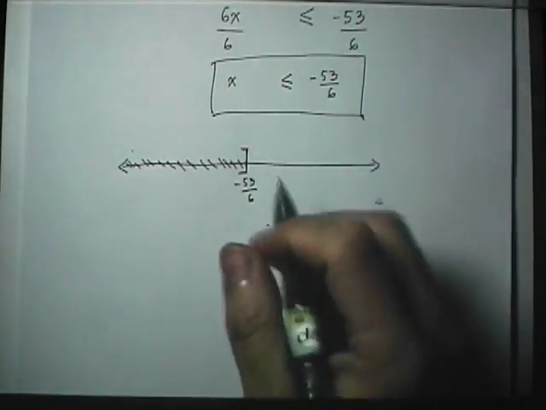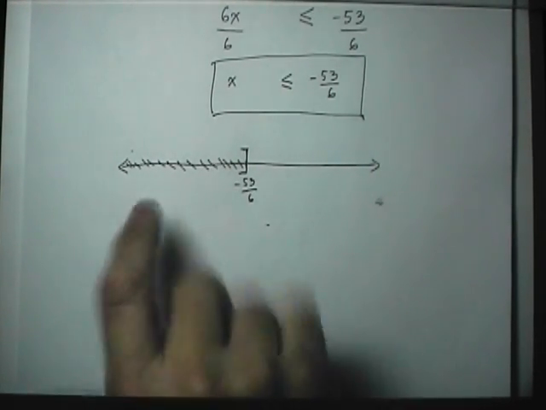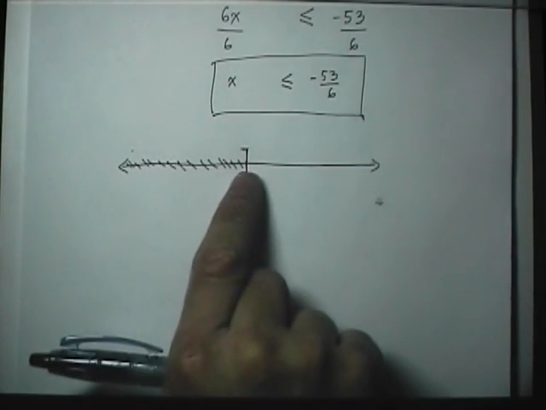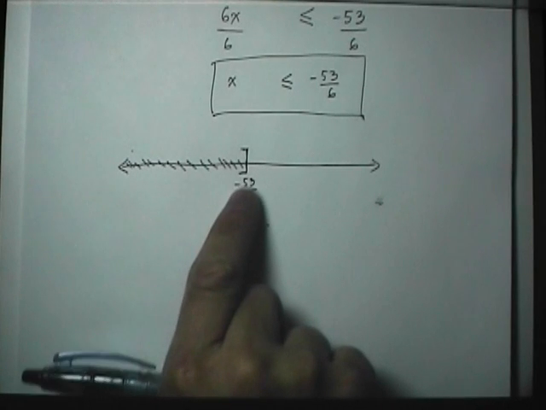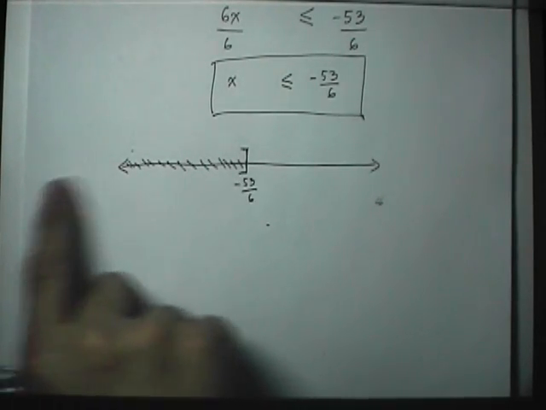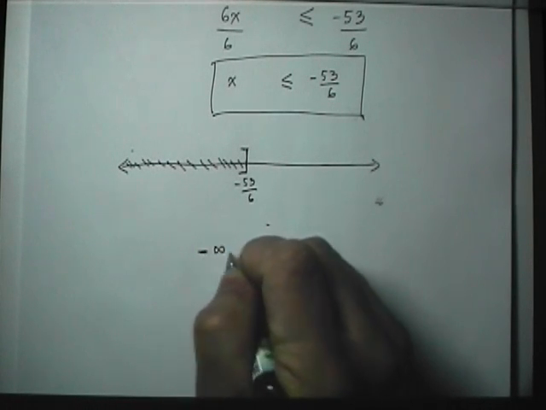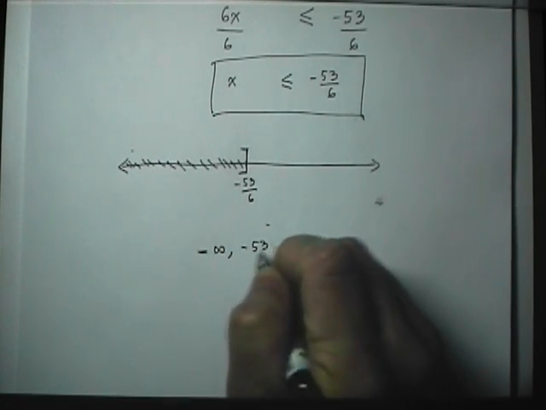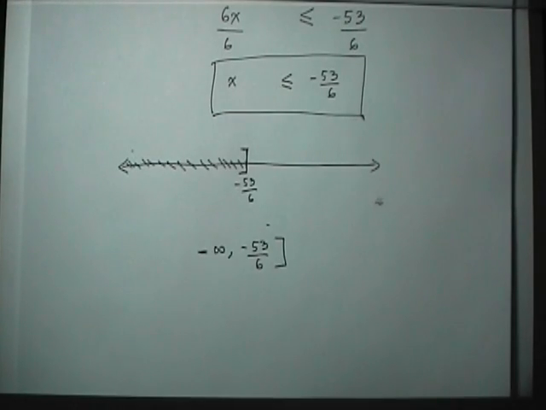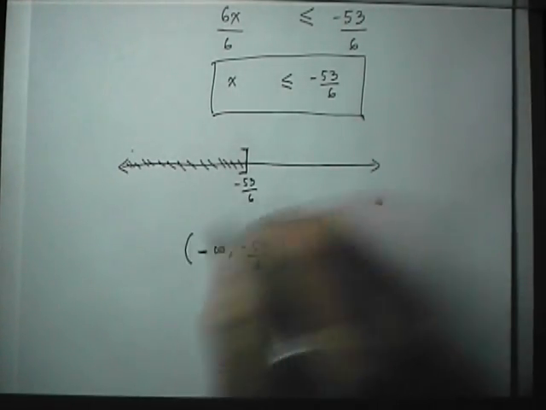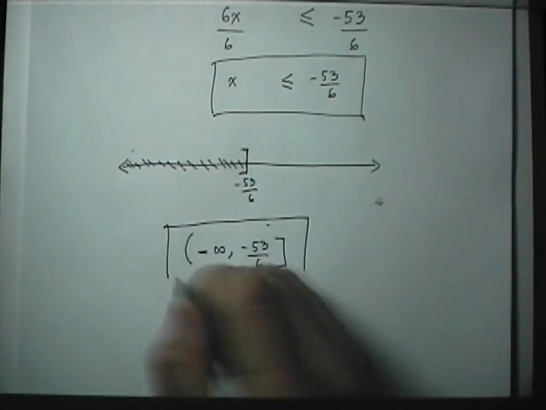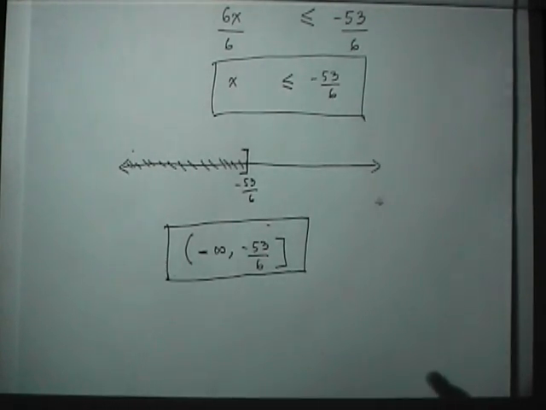And then finally, writing that solution as interval notation. The graph is telling it off, right? The shading here starts at negative 53 over 6 and keeps extending all the way to the left infinitely. So we have negative infinity, comma, negative 53 over 6, brackets on negative 53 over 6, parentheses on negative infinity. And that's how we are done with example number 3.